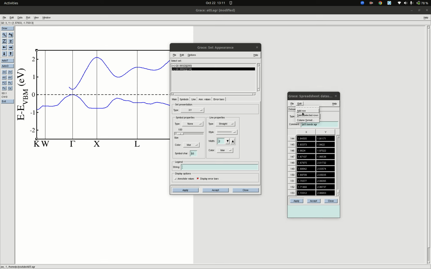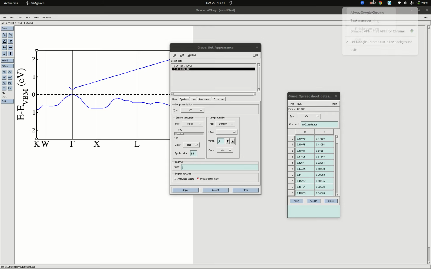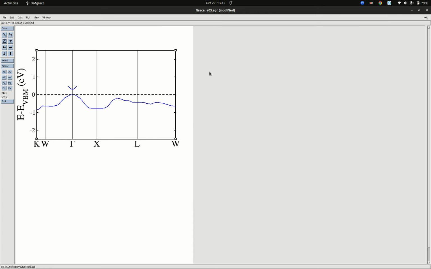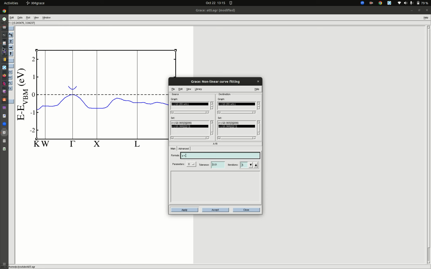So just delete these rows. Alright, here we have the smooth parabola. So what we're going to do now is go to Data, then Transformation, and here go to Non-linear curve fitting, and select this line which has 13 points, and we have to apply that formula here.